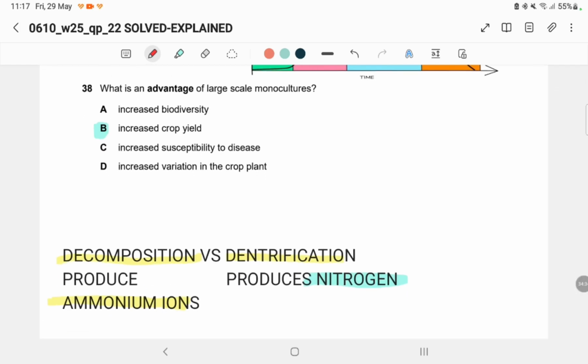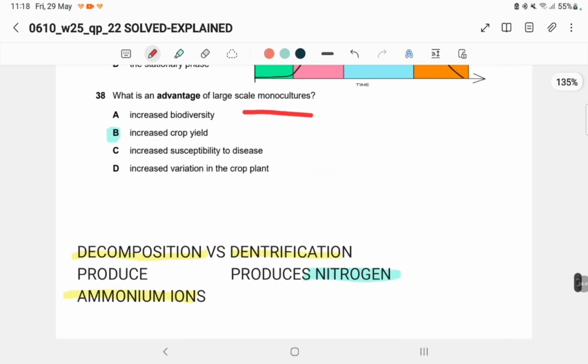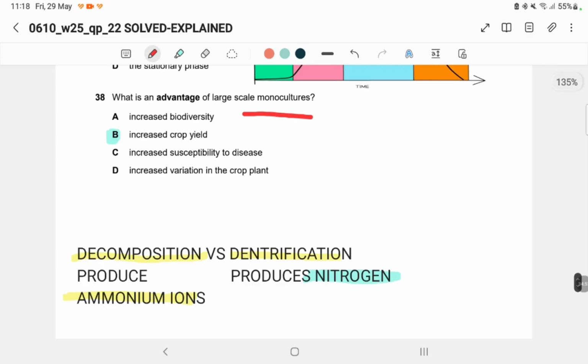Now, what is an advantage of a large-scale monoculture? Monoculture, of course, means you are growing the same type of crop in a larger farm, in a larger place. So this means that you have increased your crop yield, okay? Why not increase biodiversity? Because they are only the same.